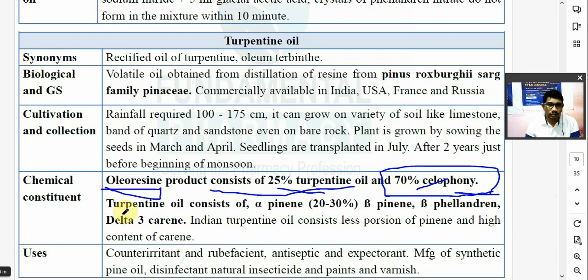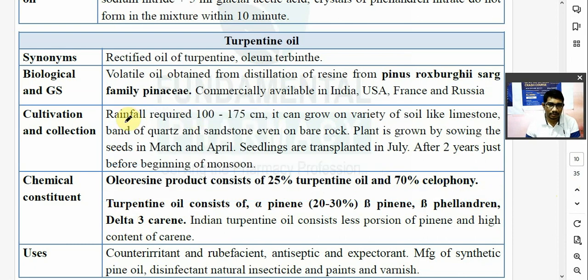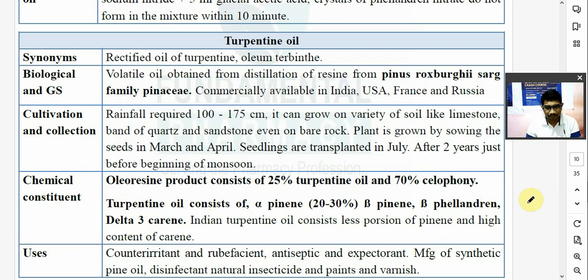So where does turpentine oil come from? It comes from oleoresin. Oleoresin is obtained from Pinus roxburghii, Pinaceae, meaning this is a pine plant, and from it you get the resin. After collecting this oleoresin you have to perform distillation, and in the distillation you are going to get turpentine oil, and whatever is remaining is known as colophony. So 25% turpentine oil is there and 70% is colophony. Colophony is used as a pharmaceutical aid, and it is used in many places in pharmaceuticals.